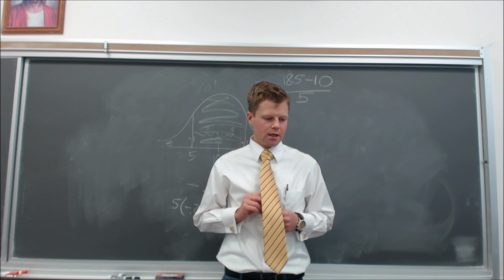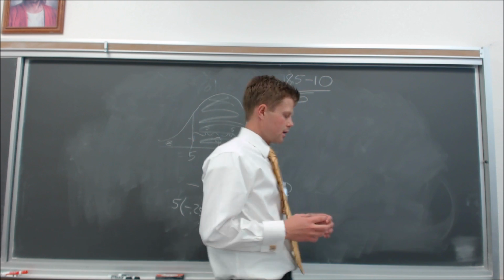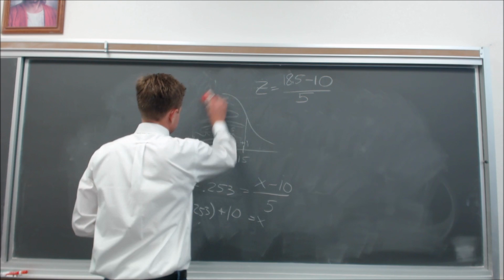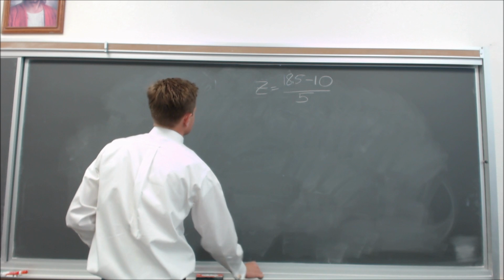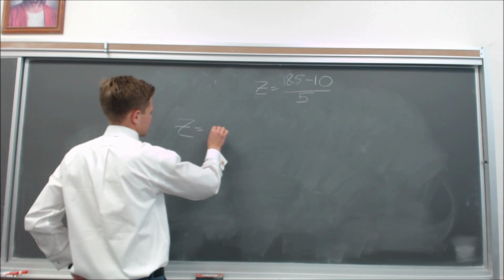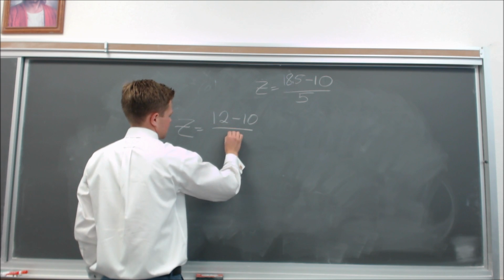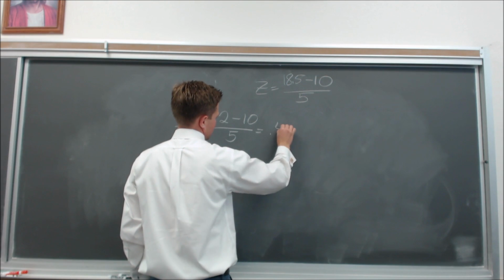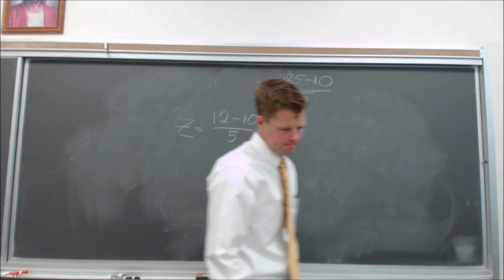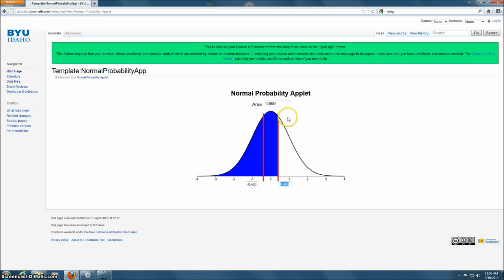Part D. What is the probability that an observation is greater than 12? Okay, so greater than 12. 12 is our observation, or in other words, 12 is our value. So we're looking for first the z-score of 12 minus 10 divided by 5, which is just 2/5, or 0.4. Okay? So we can come over to the normal probability applet. We're going to type it in to find greater than that z-score.